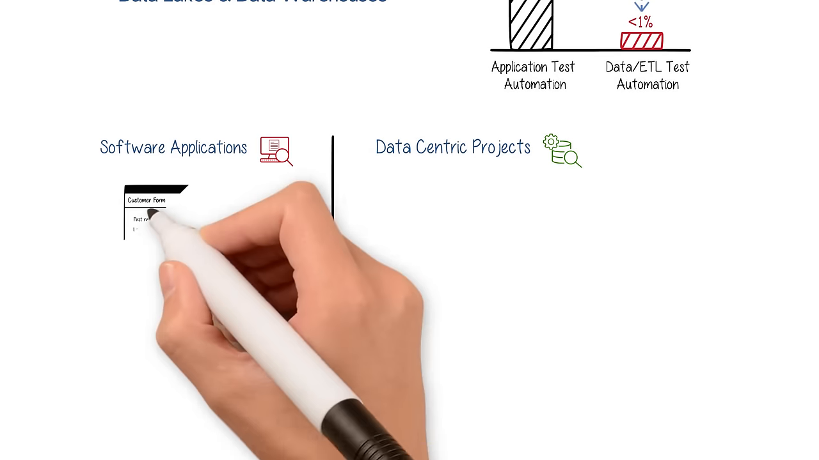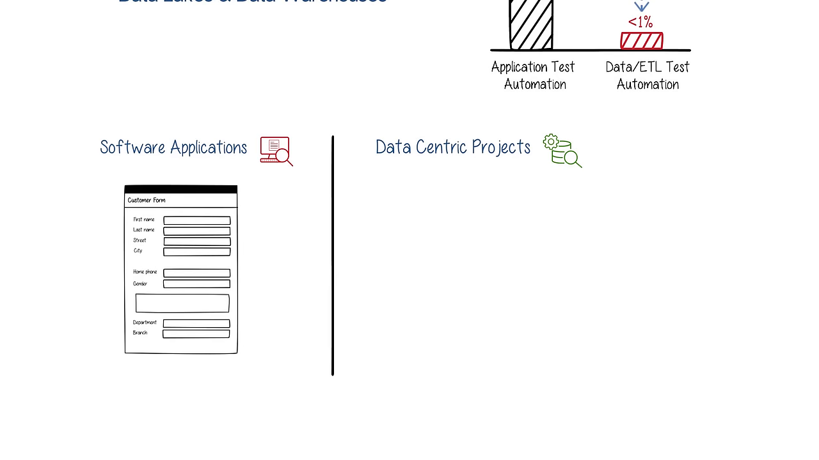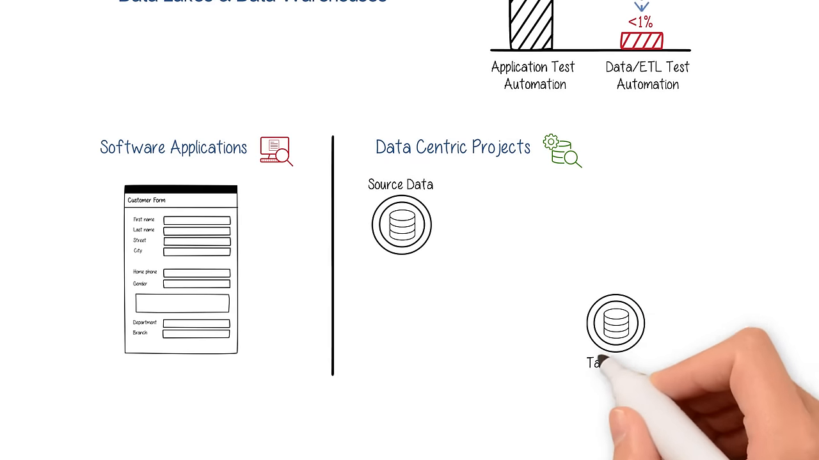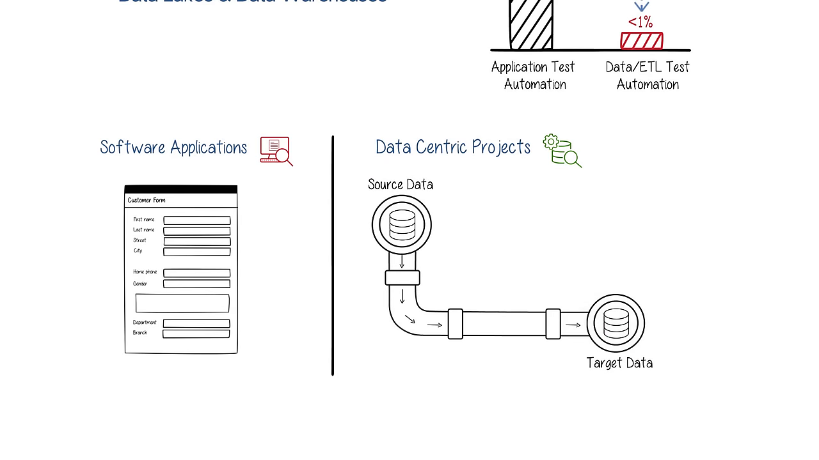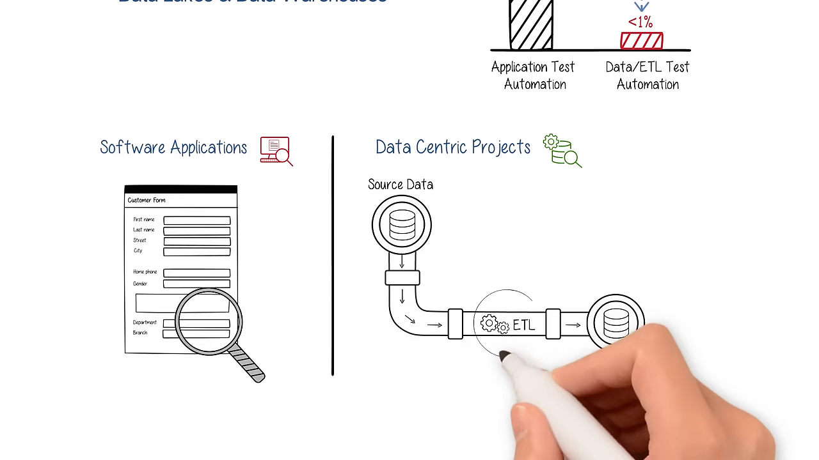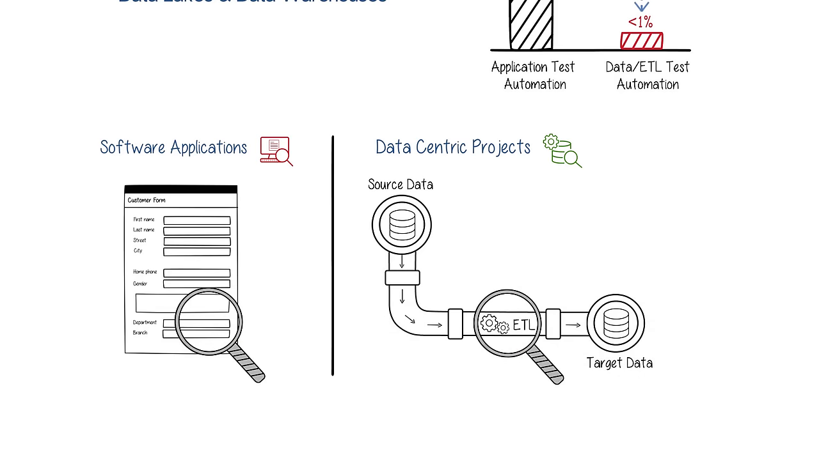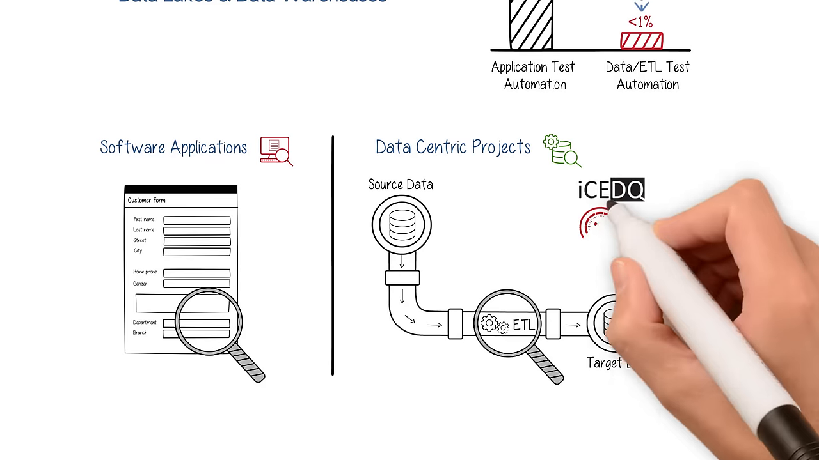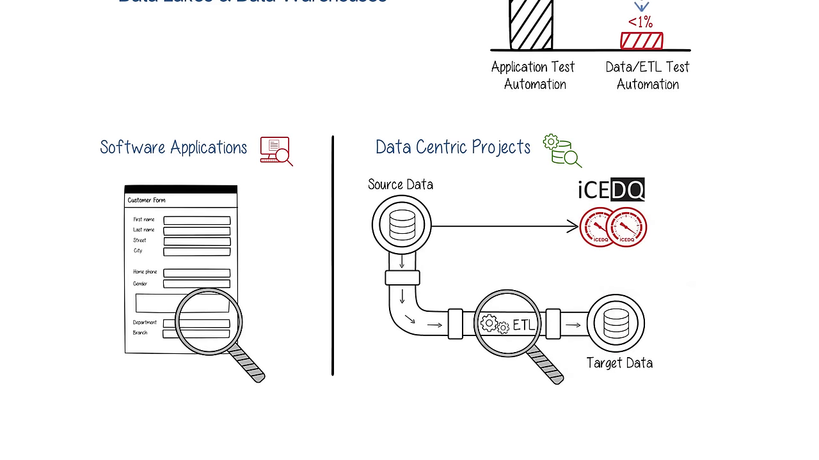projects. Most software applications have user screens. On the other hand, data projects have jobs running in the background, also referred to as ETL processes. For screen-based testing, there are many QA automation tools. But the screen-based testing is not useful for ETL jobs. Hence, we created iceDQ, a rules engine for ETL test automation.